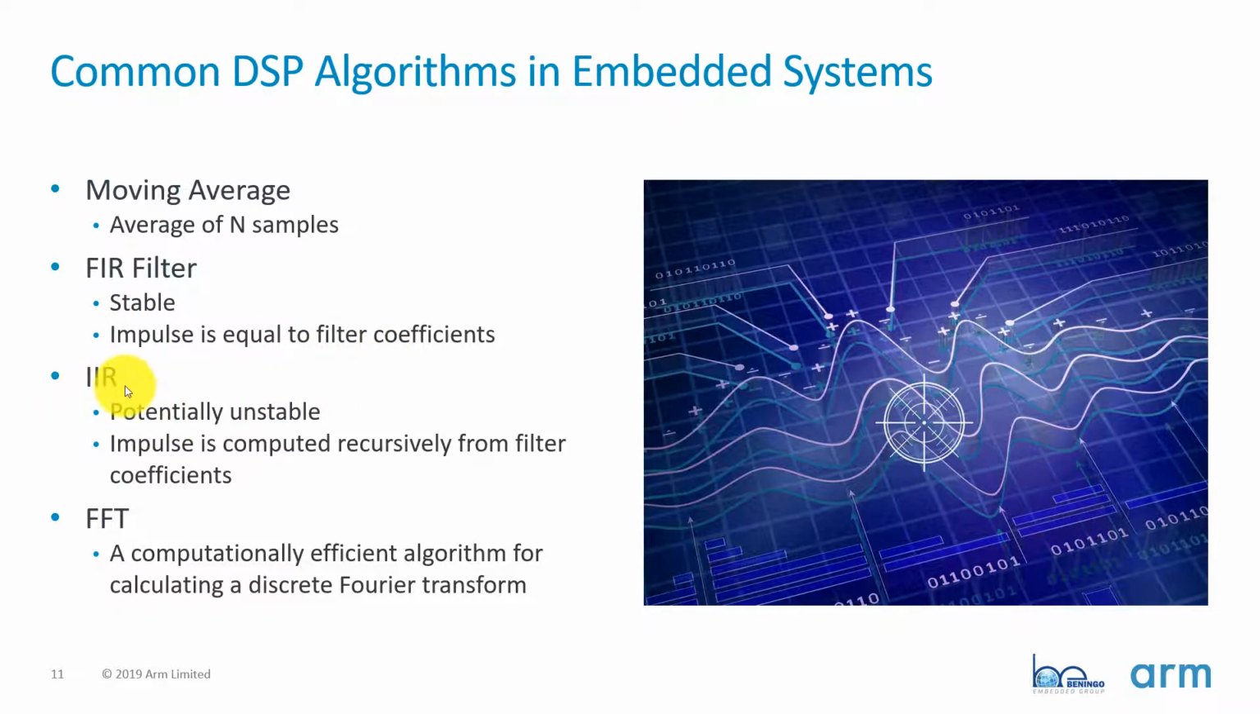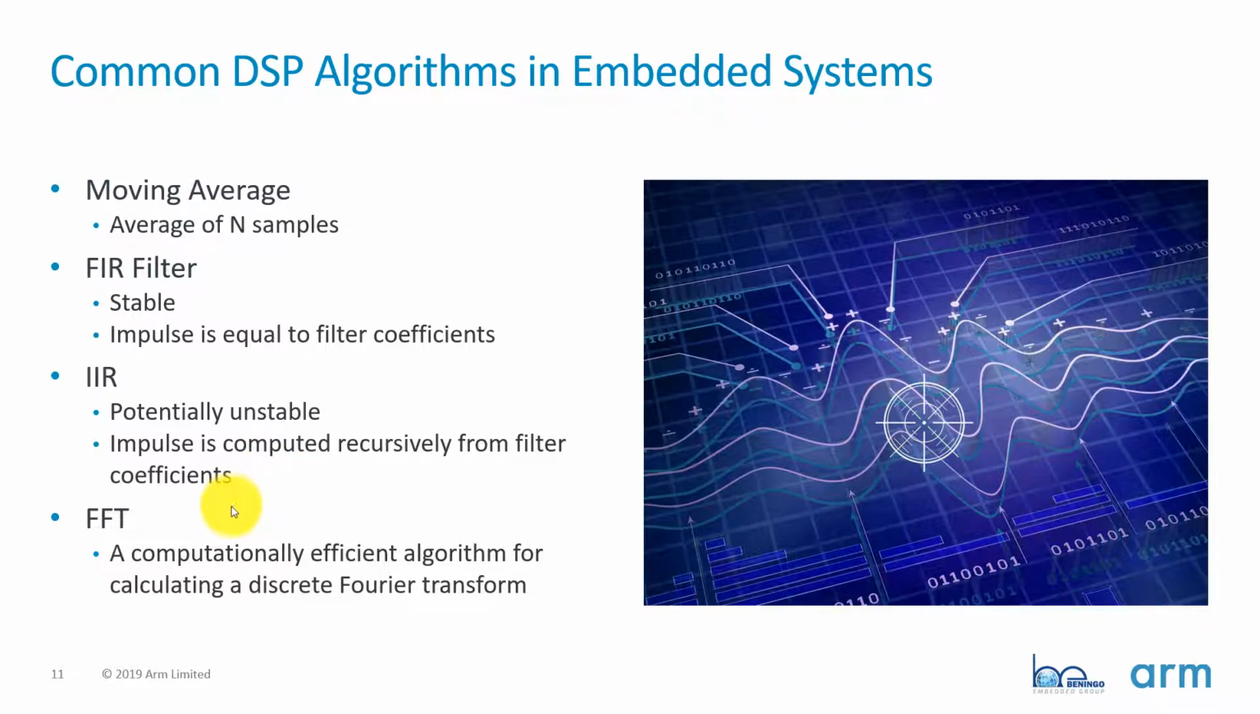We have infinite impulse response filters that are potentially unstable, but their impulse is computed recursively from the filter coefficients. So basically, the FIR filter doesn't use any of its output as part of its input to calculate what the filter is going to be doing, whereas the IIR filter actually does. So it uses the output as part of its input. So we get this recursive feedback in the algorithm.